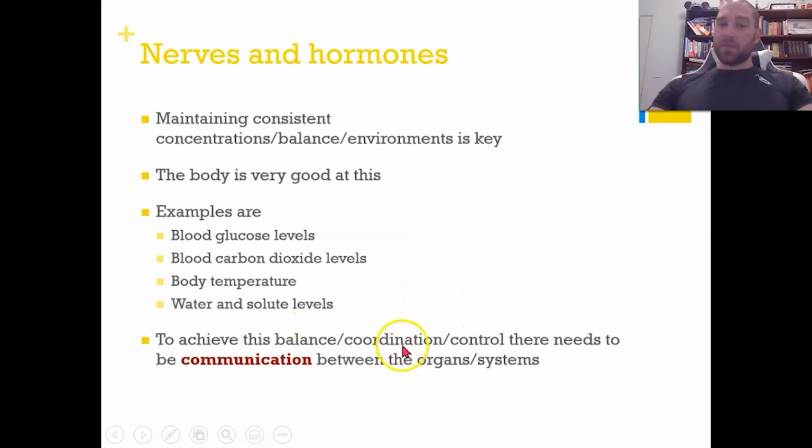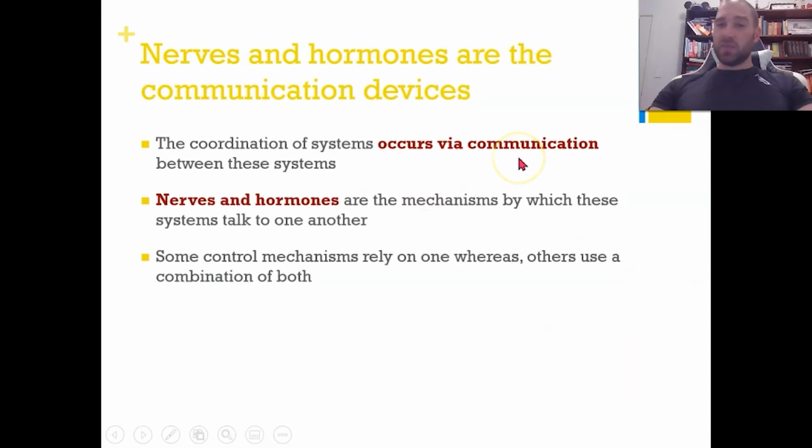To get this balance, coordination, and control, there is communication between organs and systems, and this is done by nerves and hormones. So the communication systems we have in our body break down to being either nervous or hormonal. In terms of nerves, we have a network of cells that can talk to each other using electrochemical impulses. In hormones, particular parts of the body produce chemicals which are released into the blood. They travel around the body to specific cells that can detect those chemicals. When those chemicals are detected, that changes the function of the cell. That's what happens in the endocrine system, what hormones do.